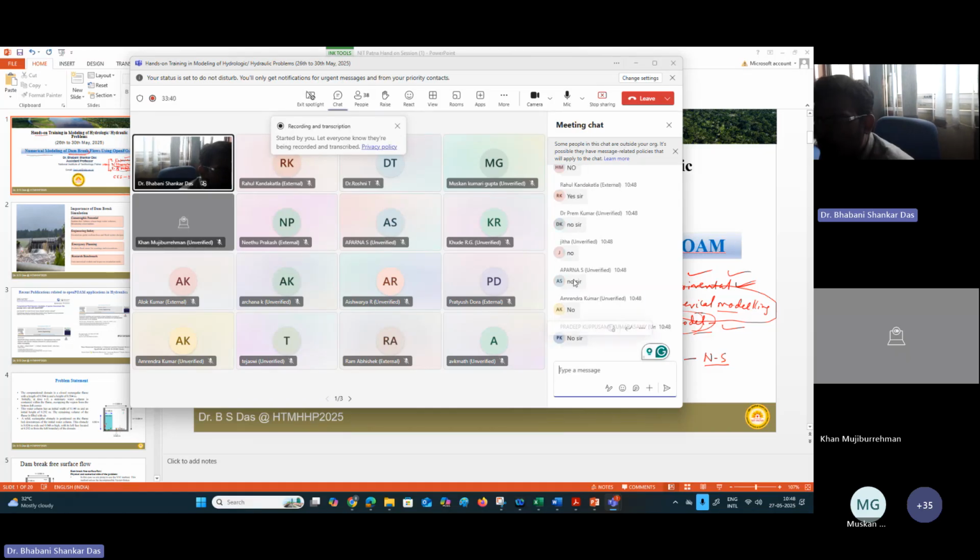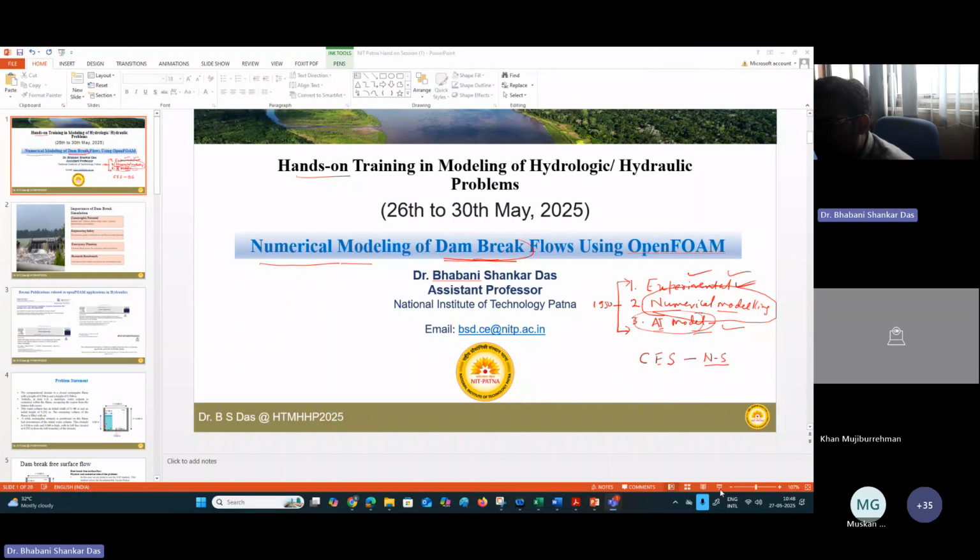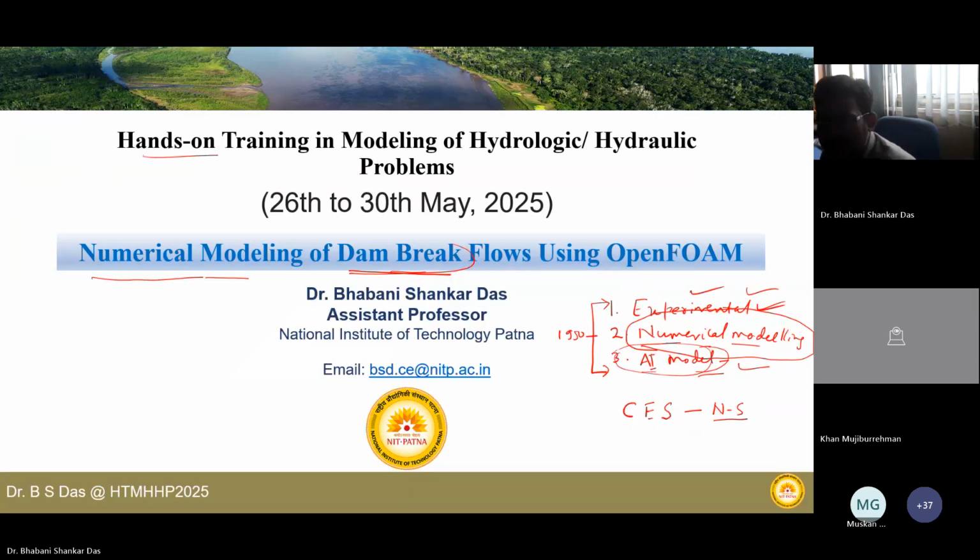Okay. So OpenFOAM is new for many of you. I can say that there is a 50-50% split in our audience of those who have heard about OpenFOAM. This is an open source tool where we can perform some numerical modeling. OpenFOAM is an extension of a C++ package, freely available.